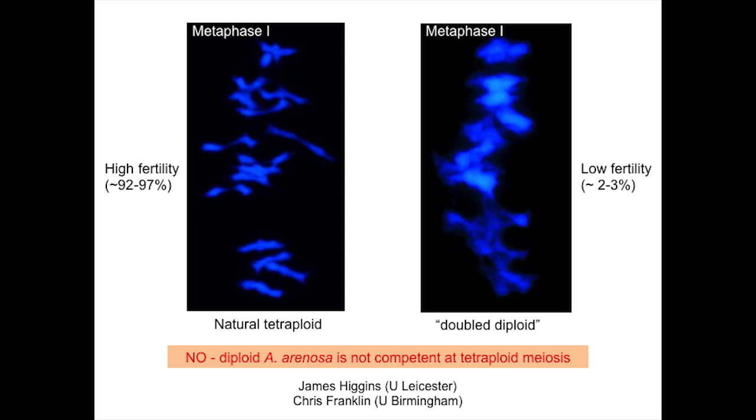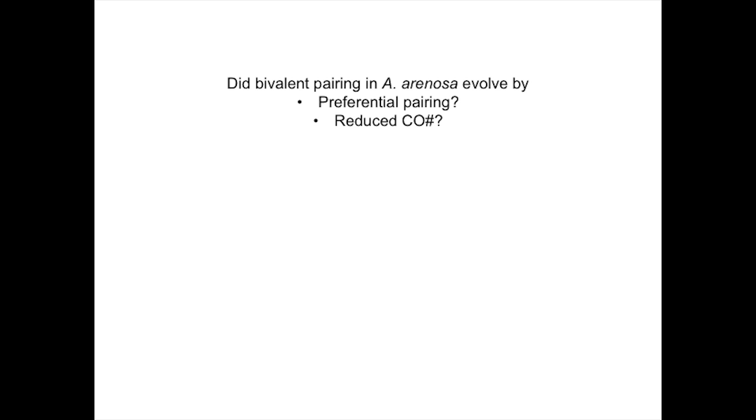So we conclude from that no, the diploid was not already genetically competent to deal with polyploid meiosis, and there likely had to be some adaptation to get you from what would have probably been this state to something that looked like this. So then the other question is, well, if they did that, then which mechanism did they use? Did they use that preferential pairing mechanism I was telling you about, or the reduced crossover number mechanism, or something else? So to begin addressing that first question, is there a pairing preference in arenosa?